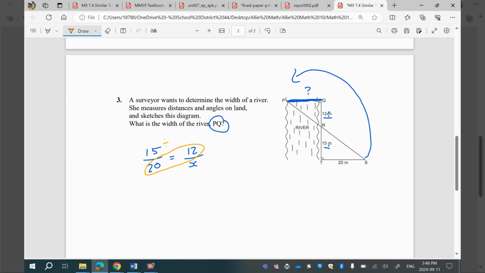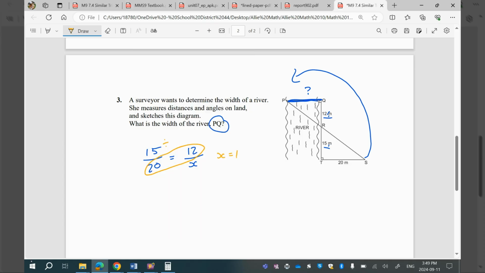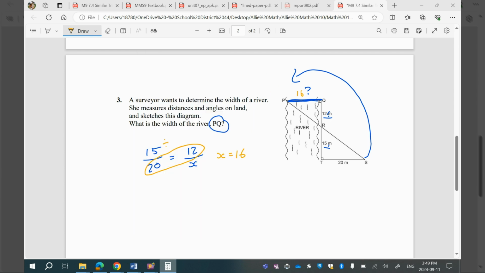So let's do it. That's my calculator. 12 times 20, 240, divided by our last one, 15, equals 16. So x equals 16. And I would say that makes sense. The ratio we can check is 15 divided by 20, 0.75. Is that the same as the ratio of 12 divided by 16? And you see that it is. So you can check that you got the right answer. So the distance there I should write is 16 meters.